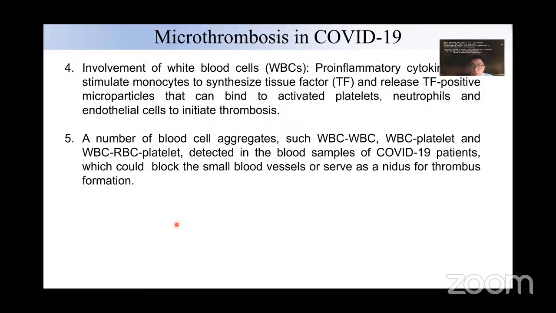And also, recently, researchers found a number of different blood cell aggregates, such as the white cell aggregate, white cell platelet aggregate, and white cell red cell platelet aggregate in the blood samples of COVID-19. Those aggregates can block the small blood vessels, and also they can serve as a kind of seed to initiate the thrombus formation.